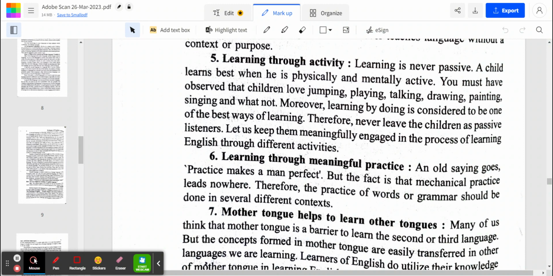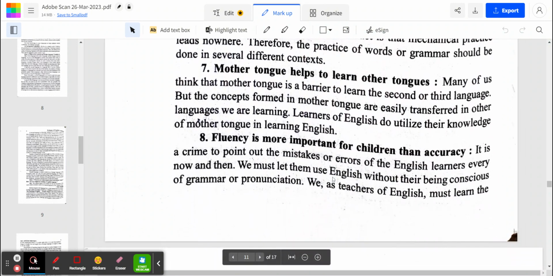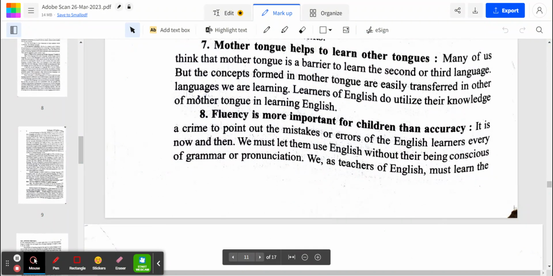Mother tongue helps to learn other tongues. Many of us think that a mother tongue is a barrier to learning the second or the third language, but the concepts found in a mother tongue are easily referred to in other languages we are learning. We need to utilize their knowledge of mother tongue in learning English.